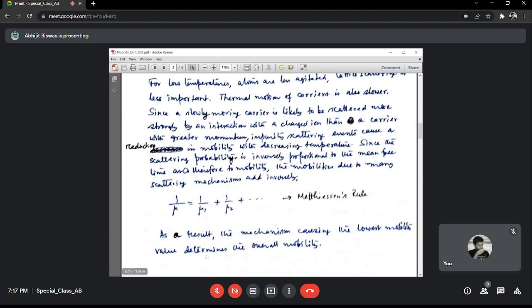So it resembles a parallel combination of resistances. You know that the lower mobility will determine the overall mobility. Like in case of parallel combination of resistors, the lower value of resistance determines the overall or equivalent resistance. Here, the same thing follows. That means the lower value of mobility will determine the overall mobility of the carrier.